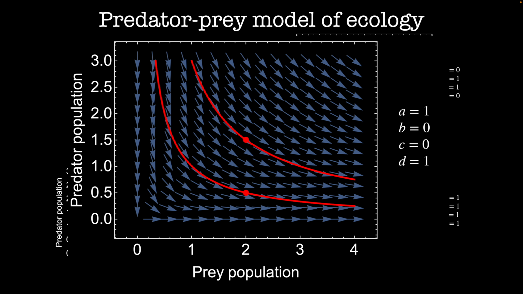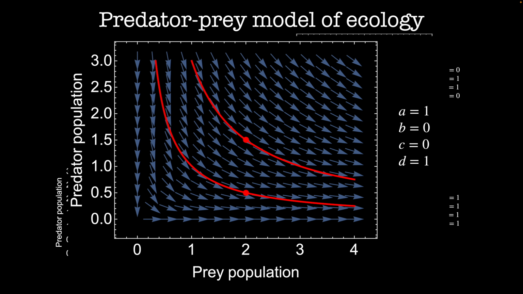B equals 0 means that no rabbits are eaten by foxes. C equals 0 means that there are no foxes being born. D equals 1 is the death rate of foxes. Basically, I've decoupled the two populations in this example. Rabbits aren't being eaten, which means their population is going to grow exponentially.